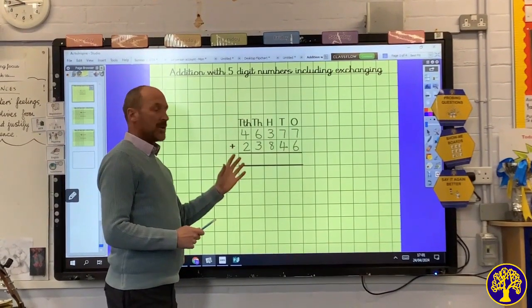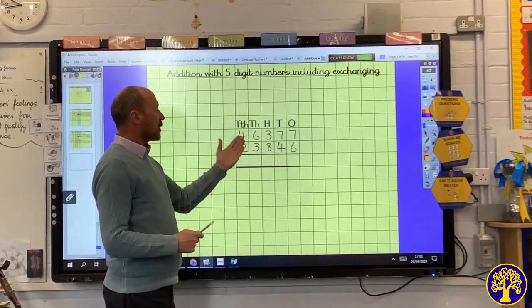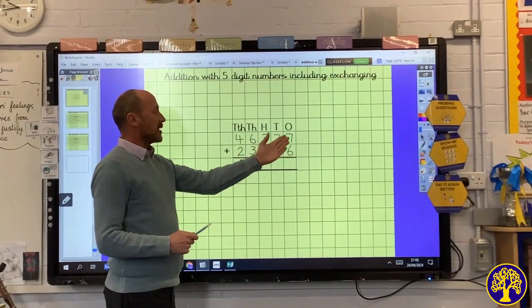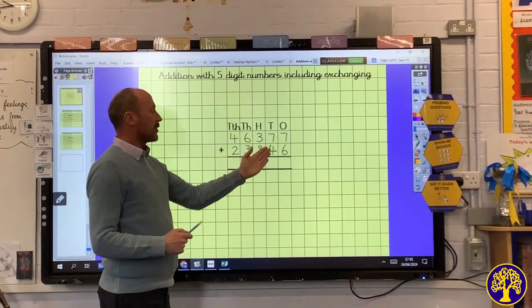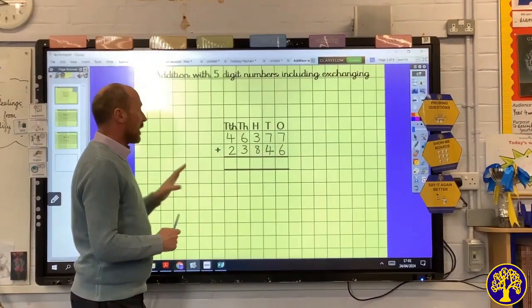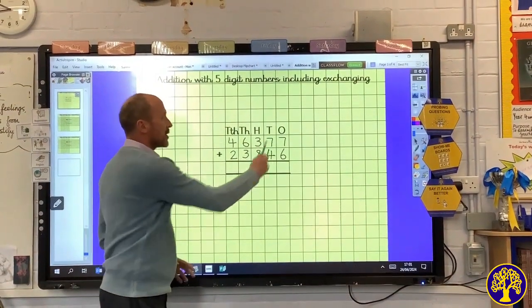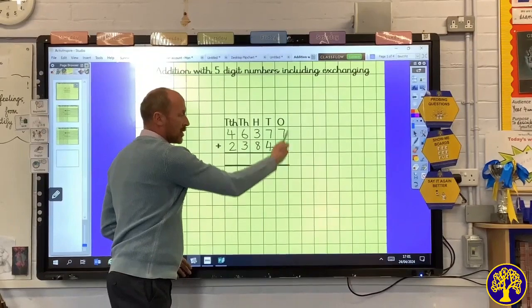So I have a calculation that reads 46,377 added to 23,846. So as with all our column addition, I'm going to start by adding our ones column.